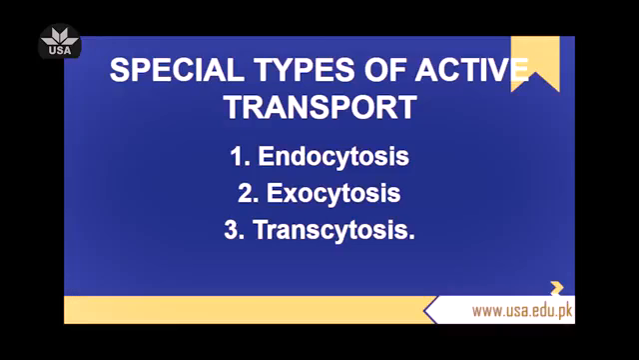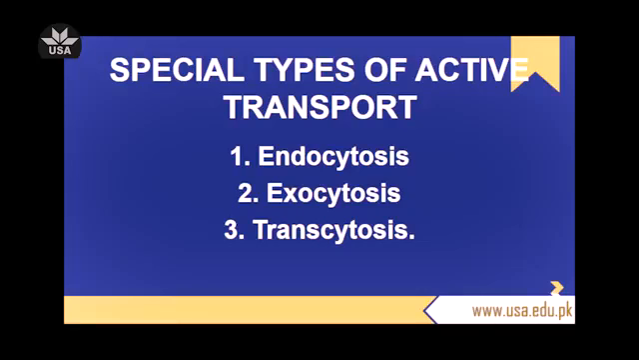Now there are some special types of active transport systems. In addition to the primary and secondary active transport systems, there are some special categories of active transport systems which are generally called vesicular transport mechanisms. Special categories of active transport systems include endocytosis, exocytosis, and transcytosis.